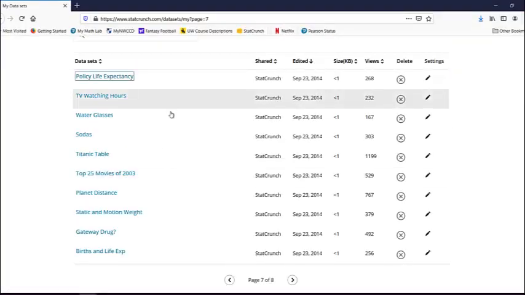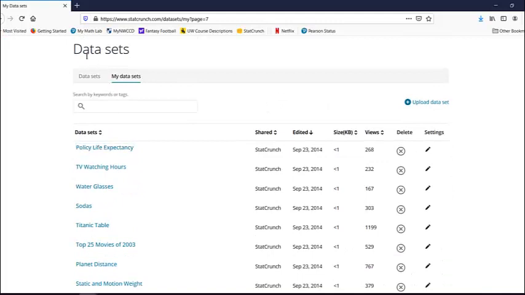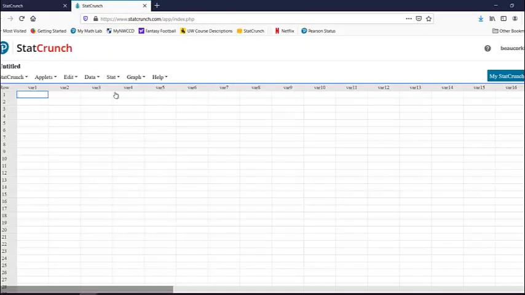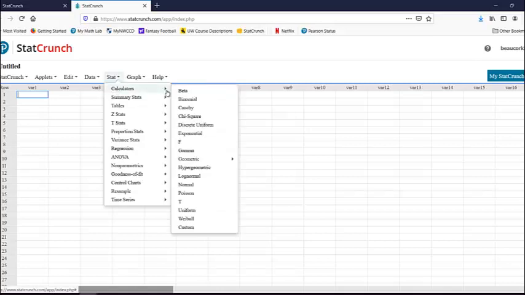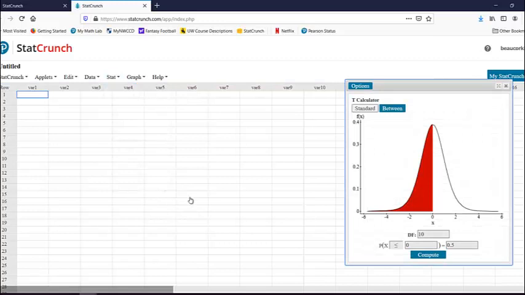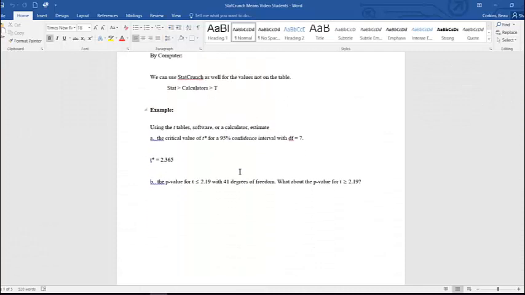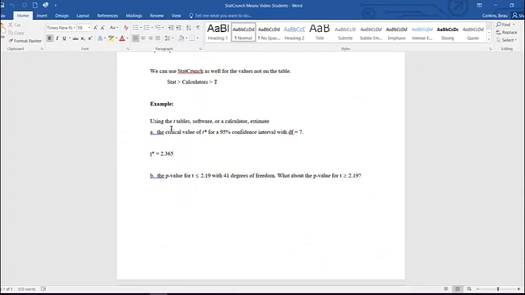Instead, we are going to use StatCrunch. I'm just going to open a blank page here. Stat, Calculators, t. We did this for z as well. So the z uses normal, this uses t. And this basically is good for all degrees of freedom and all probabilities.